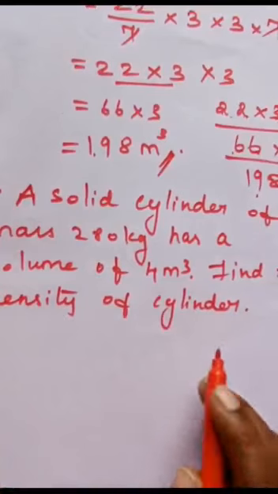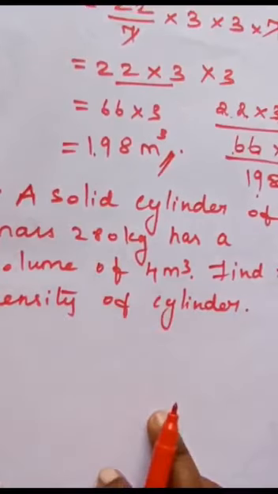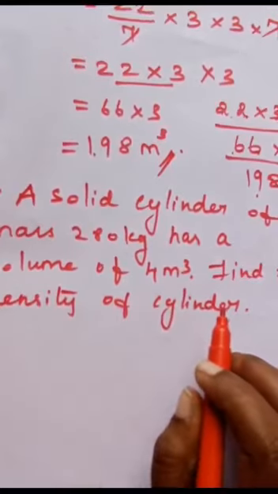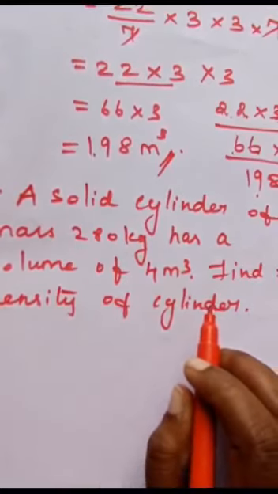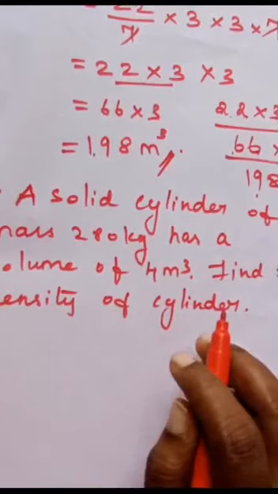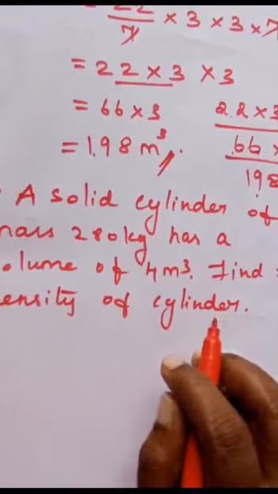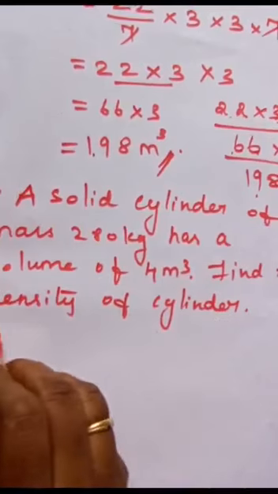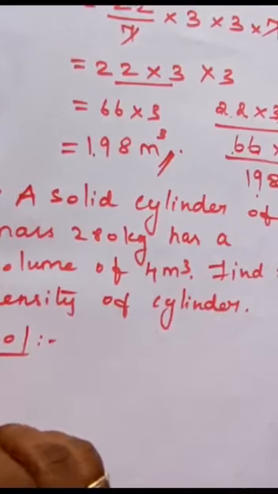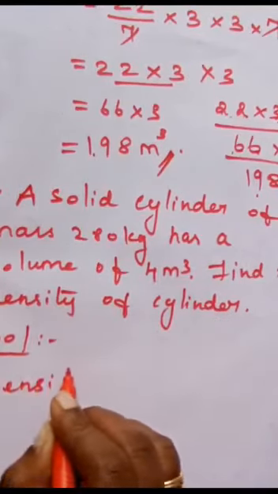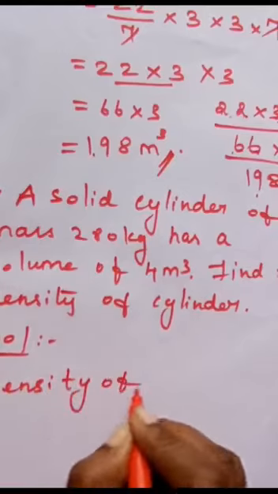Here a solid cylinder, in the sense, just now in a previous problem I have drawn and shown you the cylinder, right? In that solid cylinder, what has been given? The value for mass is given and volume is given. Finally, what they have asked us to find is density of cylinder. We know the formula for density of cylinder. Density is what? Mass by volume, right? Here density of cylinder is given.